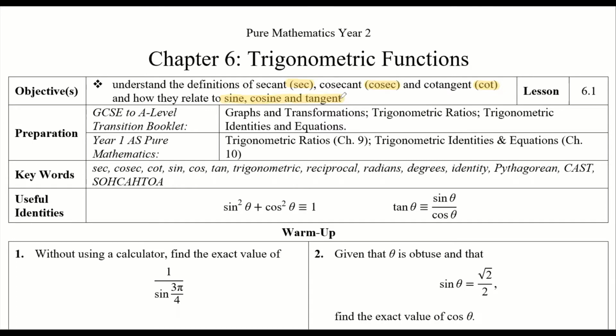You're going to need to know a bit about graphs and transformations, not from year 1, from GCSE. All the trig work that you did at GCSE will be useful here, and also the trig work that you did last year in Pure Maths from year 1. We've got some keywords here. Notice, of course, SOHCAHTOA from GCSE and the CAST diagram. We're going to use those.